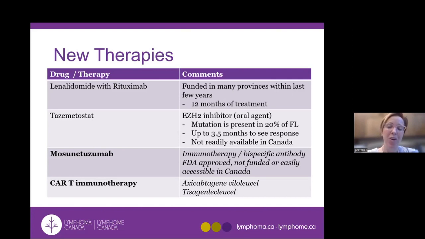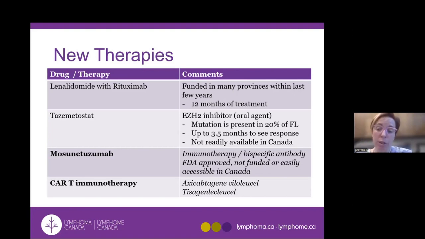Other treatments that are not yet available, but are probably coming sooner, ones that you would like to know about. So there is an oral treatment called tazemetostat. And this is an EZH2 inhibitor. So if you remember earlier, I talked about patients having this mutation. Not everyone has this mutation. Only about 20% of patients with follicular lymphoma have it. It's actually a good prognosis mutation.